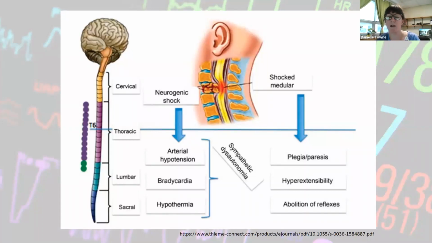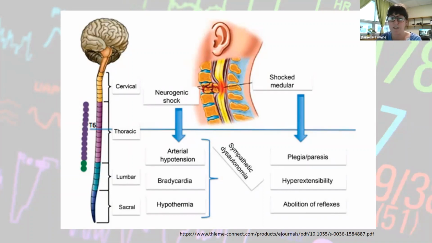The patient is not going to be able to mount a tachycardic response to compensate for the hypotension because that sympathetic nervous system isn't working properly. So often the patient will be bradycardic. So this is one of the only types of shock where you're both bradycardic and hypotensive. If the injury in the spine is high cervical, they could have impaired breathing, they could have respiratory arrest due to loss of nervous control in the diaphragm.